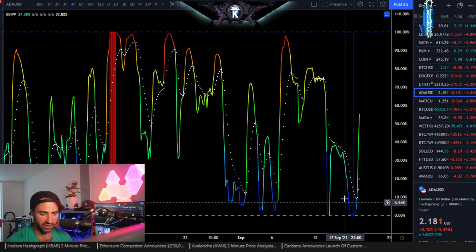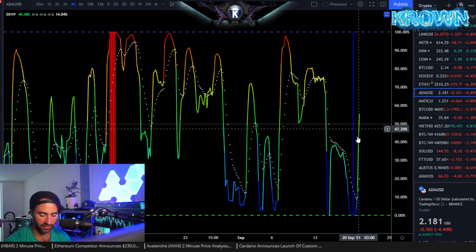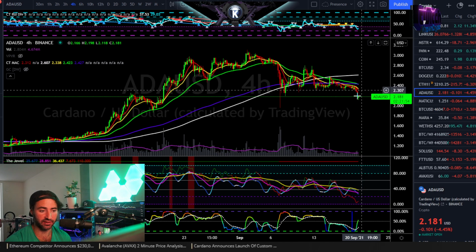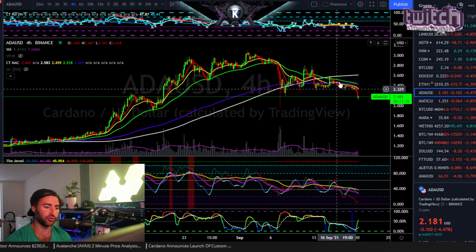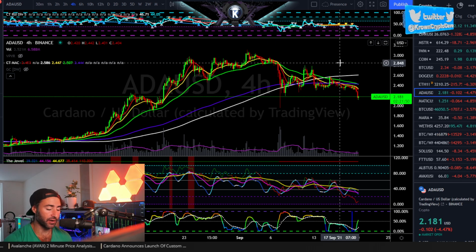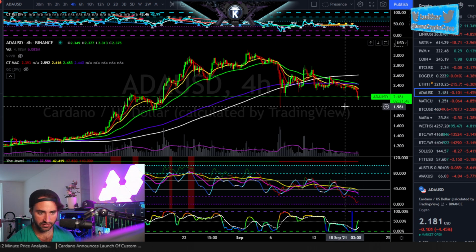Now I look at BBWP to play, if I was playing a position right there, as it expands above the 50th percentile alongside a continuation of this downtrend after a little bit of redistribution right here. So fair enough, Cardano breaking down.